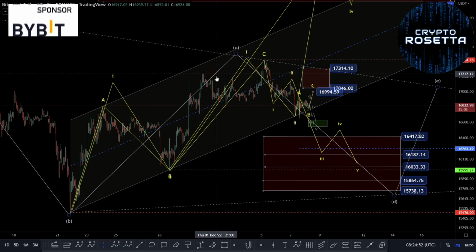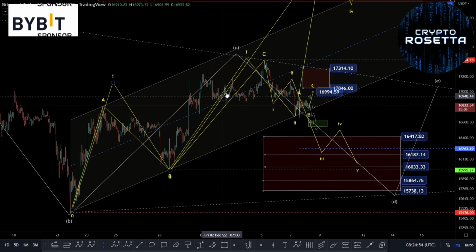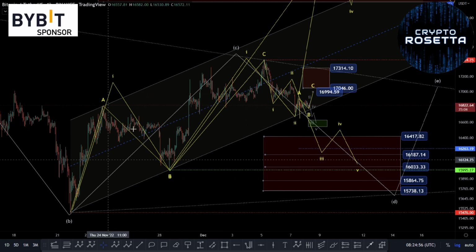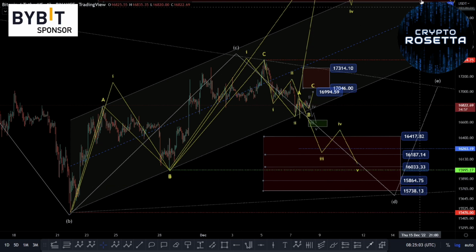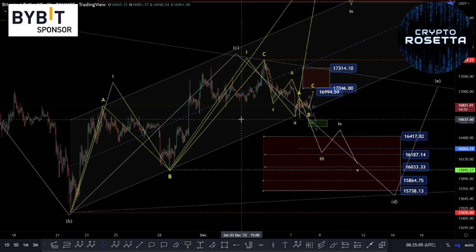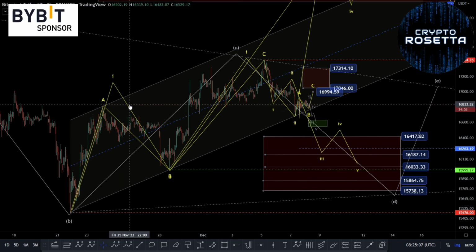But because of the structure of this move here, I don't really like looking at it like that. But it is possible, and then we would look to make a retracement down into this box area, and then look to push up again. So there's a lot of options basically, but these are the things we're looking out for.